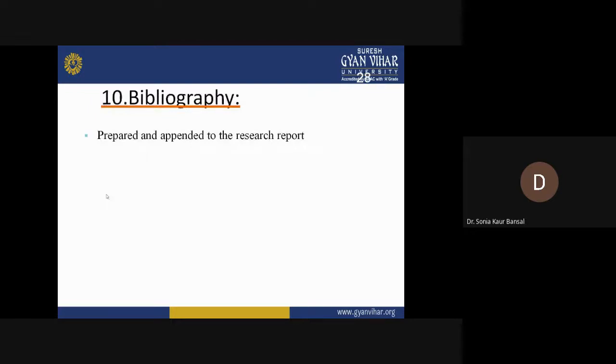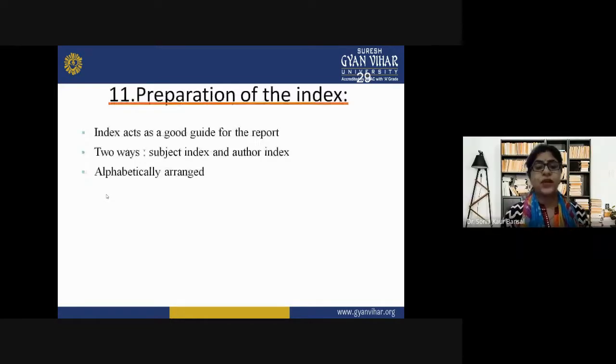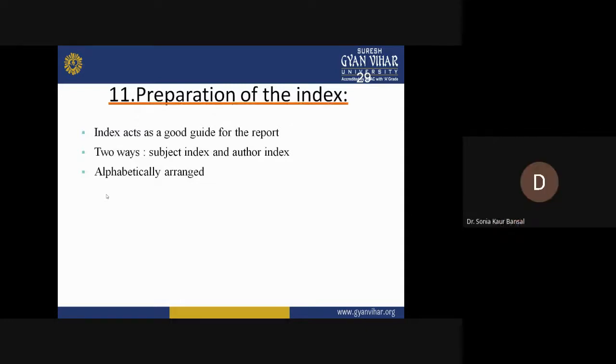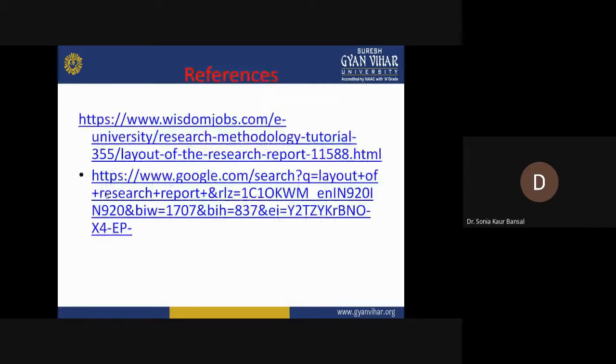Then come to the bibliography, which is prepared and appended to the research report. The bibliography is really very important to write. Preparation of an index is also done. The index acts as a good guide for the report, and there are two ways to write it: subject index and author index. But they must be alphabetically arranged.